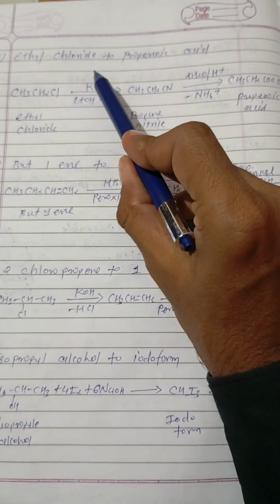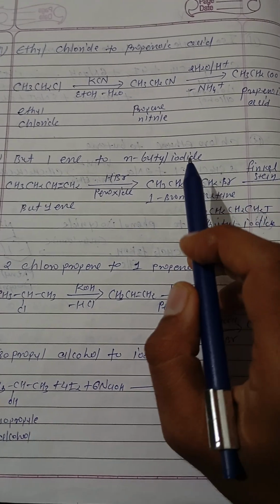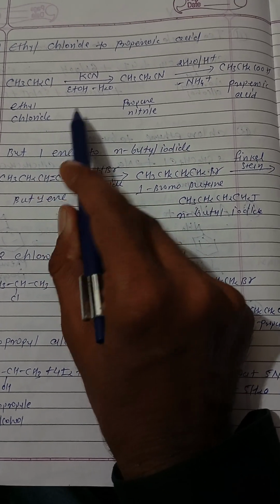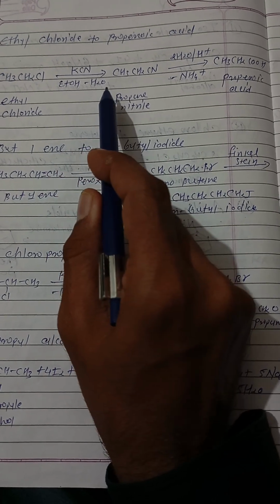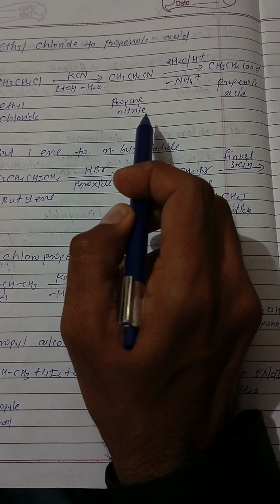We have ethyl chloride to form propanoic acid as the example of it. We have the example of ethyl chloride first. First it reacts with KCN, potassium cyanide, in the presence of ethanol. It removes just a water molecule, will form propanenitrile.